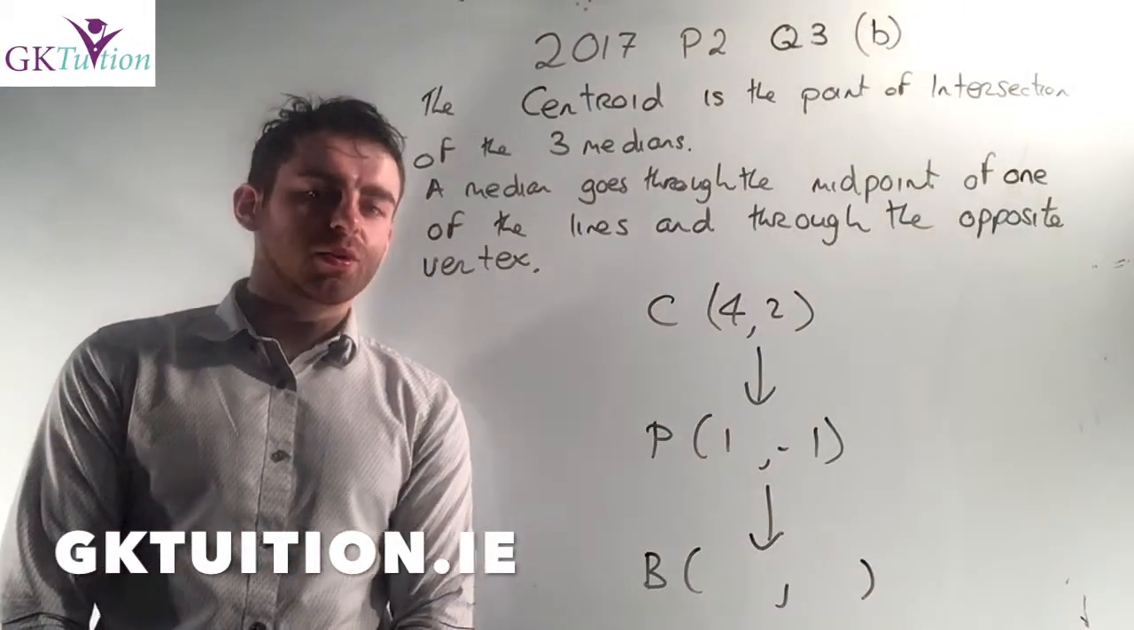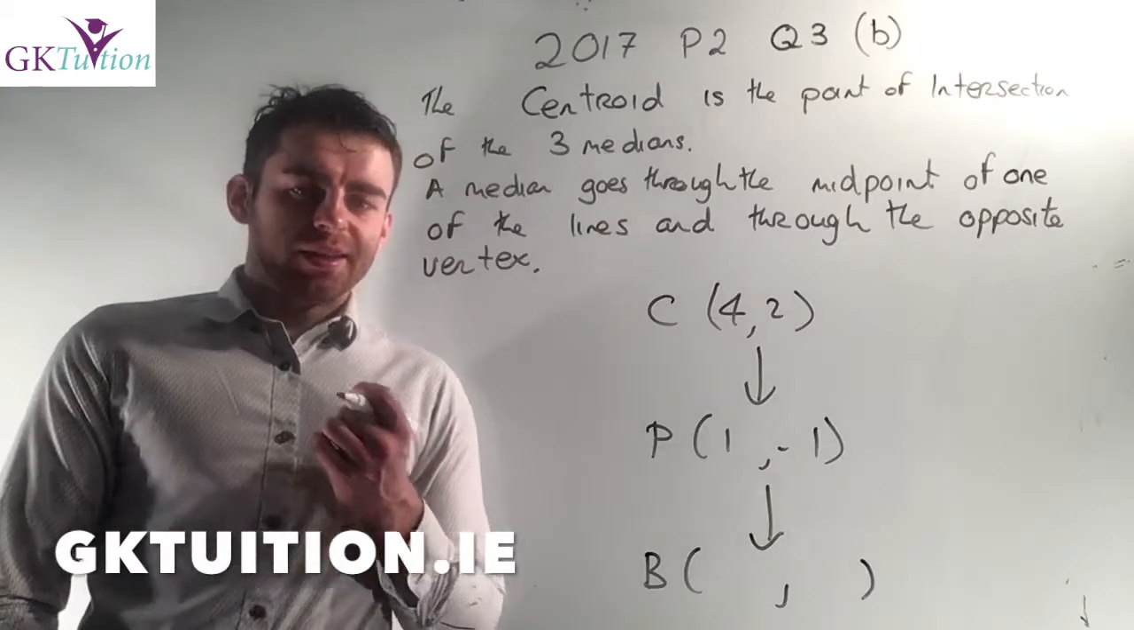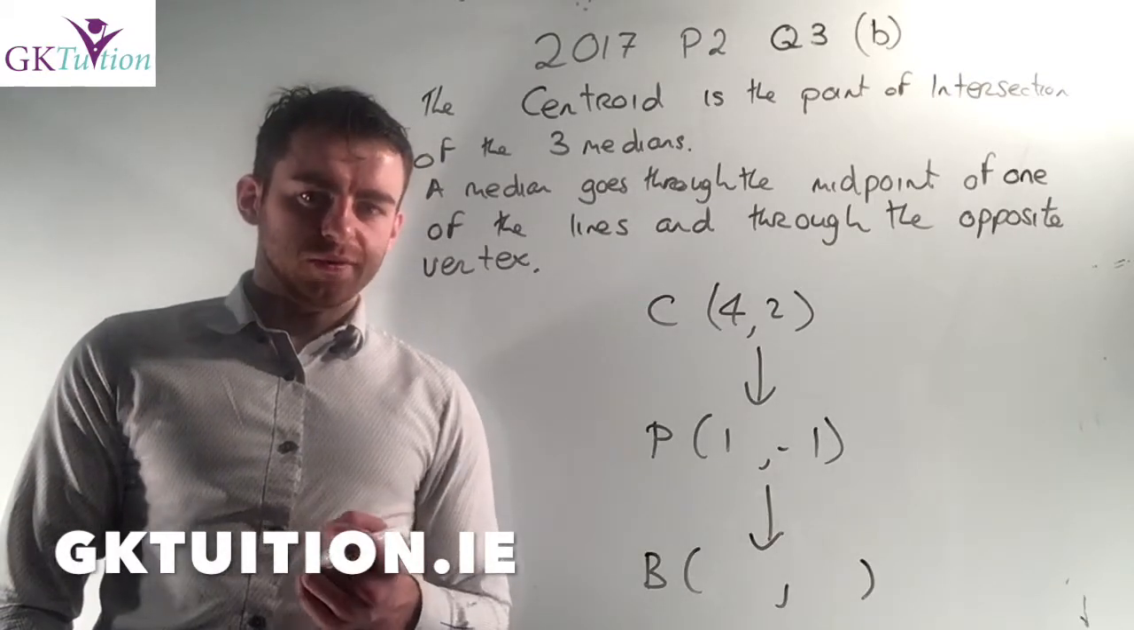Now the rest of this question is quite straightforward if you know your theory. At the start they mentioned that G is the centroid of the triangle.